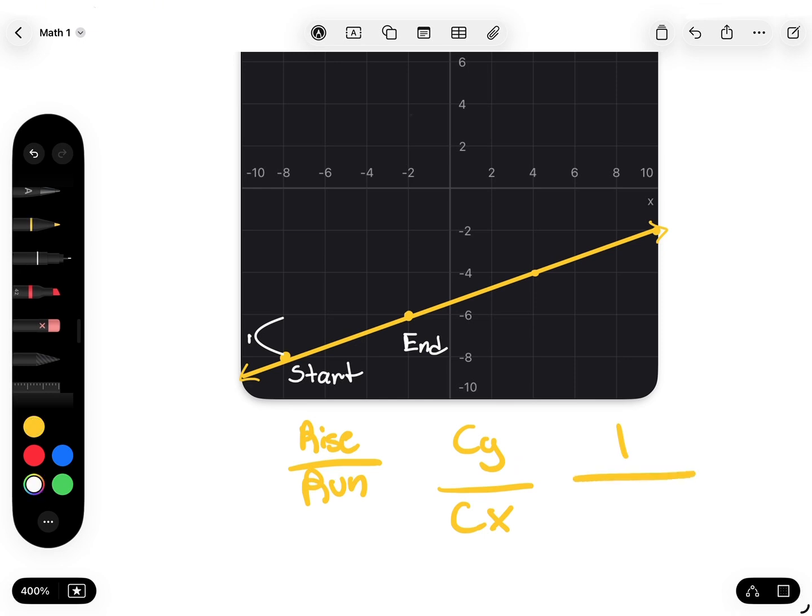Now we're going to hop until we get to this point. It takes us 1, 2, 3. It takes us 3 hops to get to our end point. This means that our change in x, because our run is x, is 3.